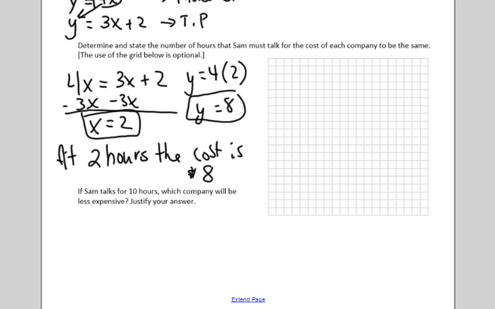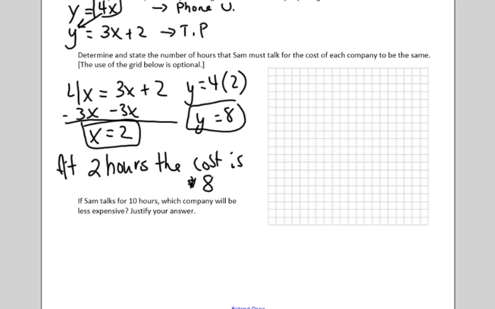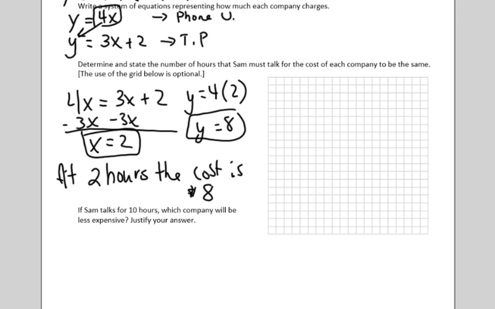If Sam talks for 10 hours, which company will be less expensive? So that's telling me that x is 10. The first company would be 4 times 10, which is $40. And the other one would be 3 times 10, that's 30, plus 2 is 32. So Talk Phones would be cheaper by $8.